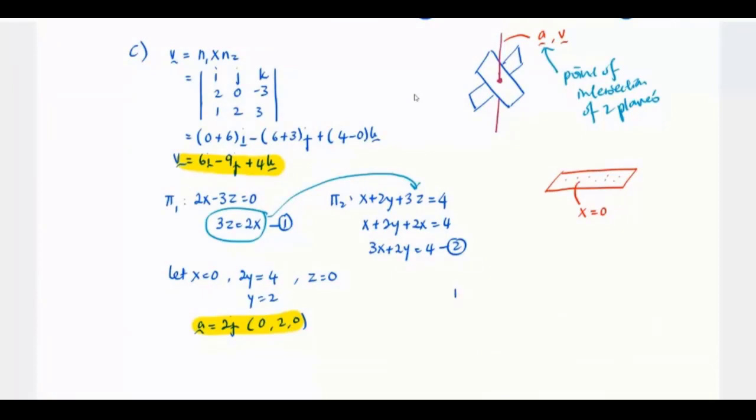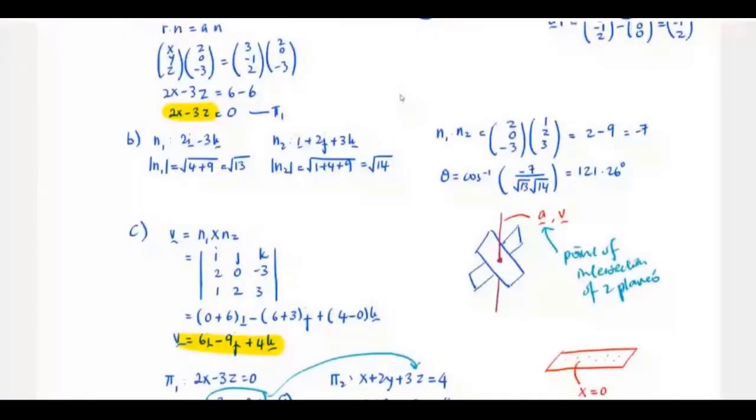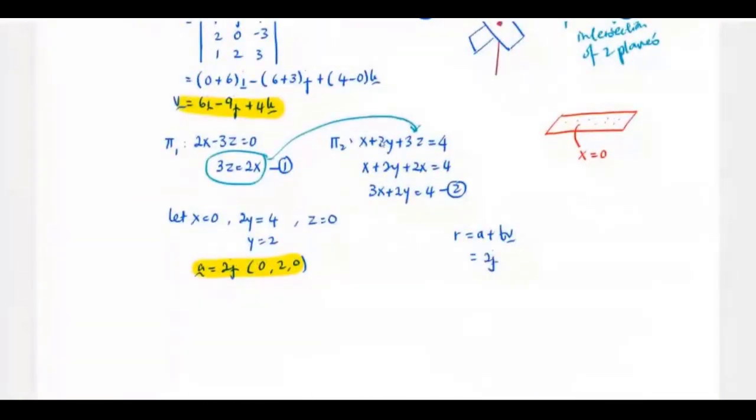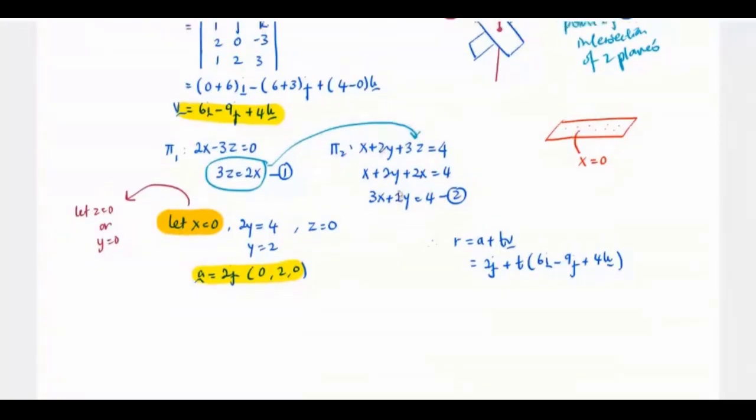Okay, so R equal to A plus TV. Soalan minta in term of apa? Vector equation. Okay, vector equation. So R equal to A plus TV. So we have 2J plus T times 6I minus 9J plus 4K. Okay, is that clear? Especially bahagian let ni. Kamu boleh assume, let z equal to 0 boleh, ataupun y equal to 0 pun boleh, tak ada masalah. Okay, are you clear enough for this question?